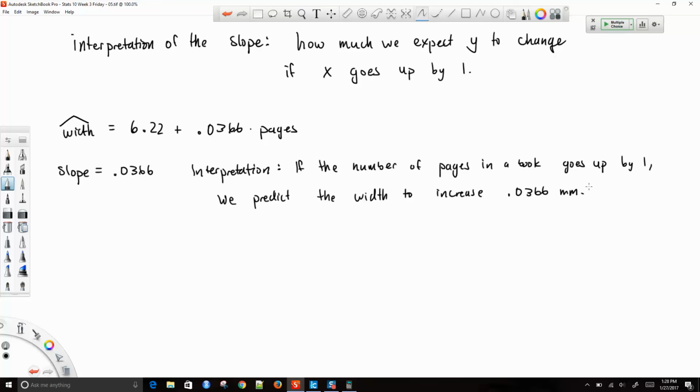It is important to note that we have to use the word predict, or how much we expect y to change. It's important that we keep these in here because, as far as our best fit and our trend line goes, these are all about predictions. It doesn't mean that the thickness of the book actually goes up by this much.